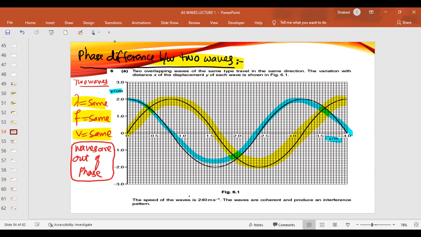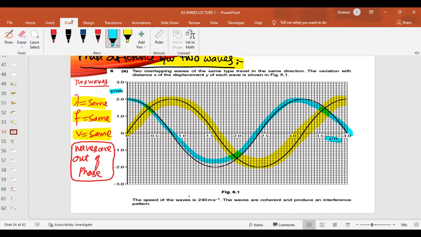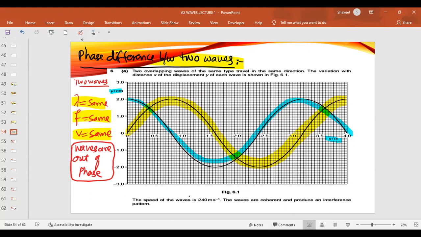Okay, as you can see, it is very clear. First, I'm telling you the shortcut. It is very clear that the first wave, the yellow wave, is starting from 0 and the blue wave is at the extreme position. It means the phase difference between them is 90 degree or pi by 2 radian. Because if one is at mean and one is at extreme at the same position, it means the phase difference between them is 90 degree.